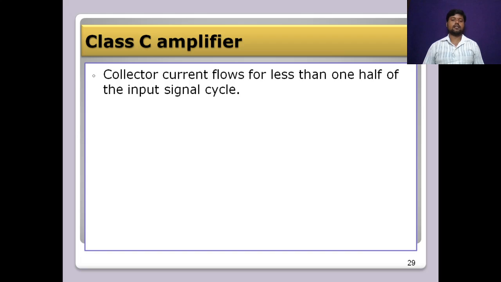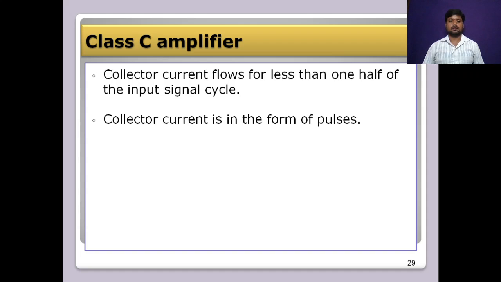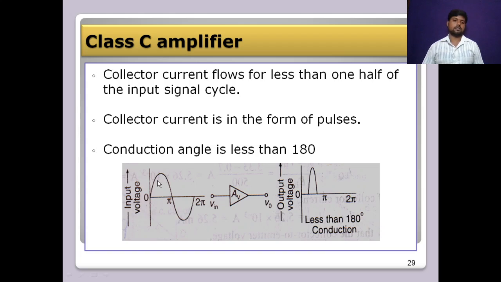In a class C amplifier, the collector current flows for less than one half of the input signal cycle. That is, the collector current is in the form of pulses. So the conduction angle is less than 180 degrees, as the definition itself says that the current flows for less than one half of the input signal. See here how it is. If I apply a full cycle of input, but I am getting an output which is less than one half of the input signal, that is less than 180 degrees. If you observe between 0 and pi, it is less than 180 degrees.